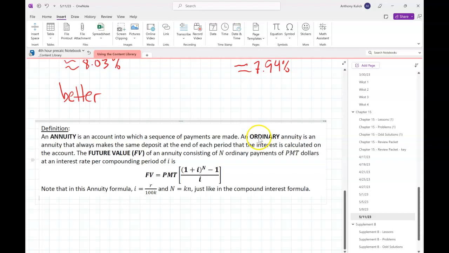When the payments are always the same amount, we call this an ordinary annuity. Typically, everything you deal with commonly is going to be an ordinary annuity. Most people save the same amount of money every month for retirement, or make the same loan payment for their car, or their house, or whatever.